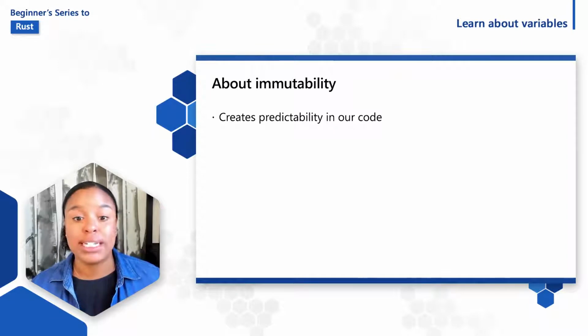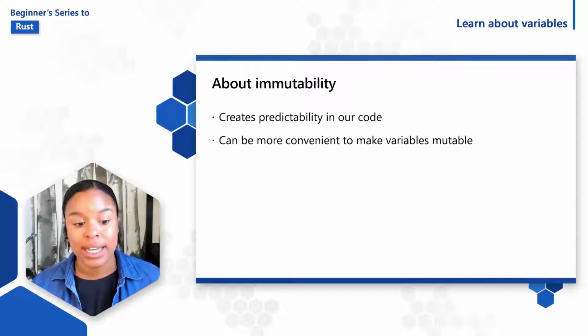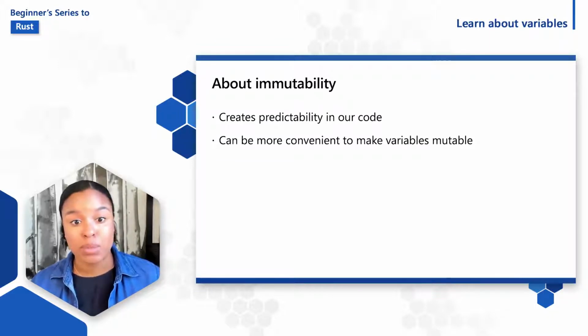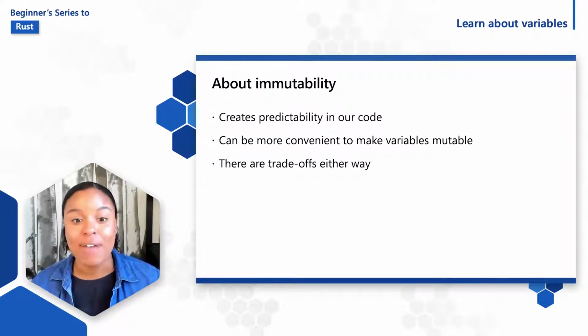Immutability creates predictability in our code. This means that we don't have to keep track of how and where a value will change. In some cases, you'll want to make variables mutable because the code will be more convenient to write, especially if you expect to reuse the same variable with changing values. Whatever route you choose, there are trade-offs to consider. If you have large data structures, mutating a variable may be faster than copying and returning new variables. With smaller data structures, creating new instances may be easier to work with.